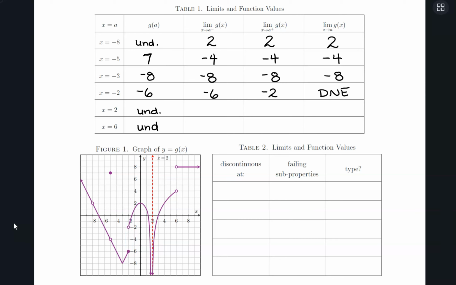At x equals +2, that's where we have our vertical asymptote. So from the left, we're going down to -infinity. From the right, we're also going down to -infinity, so they're matching up, going to -infinity. And then at x equals 6, we have the jump. So from the left, we're approaching a +4. From the right, we're approaching a +8. And since they're not matching up, that limit for the two-sided does not exist.